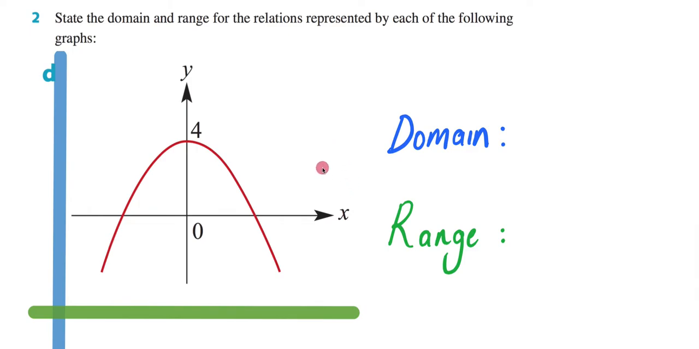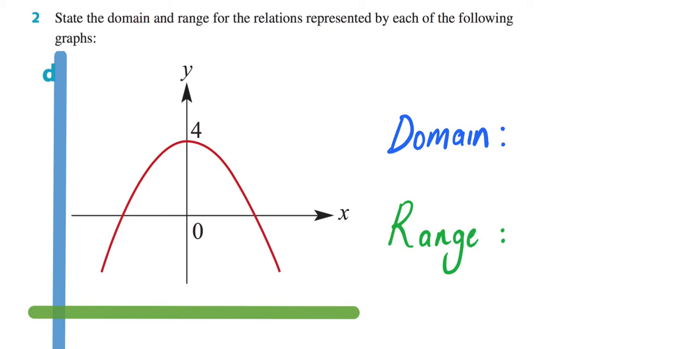So we're going through exercise 5b, and in this question we're going to be answering question 2d, which asks us to state the domain and range for the relations represented by each of the following graphs. So here is our graph, and here is my domain, and here is my range. I need to figure them out.